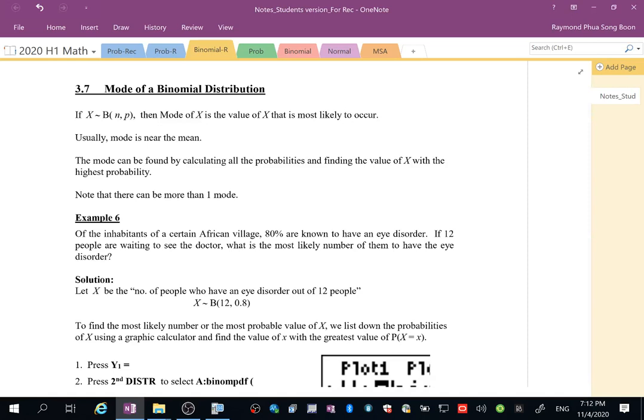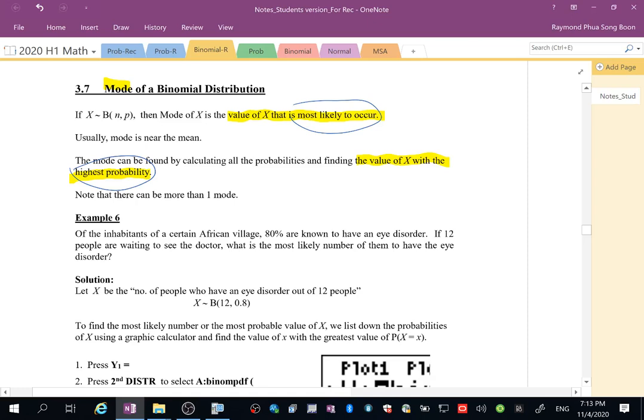So now let's move on to another concept, which is how are we going to find the mode of a binomial distribution. Okay, so if you are told random variable x follows a binomial distribution with parameters n and p, then the mode of x will be the value of x that is most likely to occur. Okay, so what does it mean? It means this particular value of x will have the highest probability compared to all the other probabilities of x, as random variable x takes on different values. So you will have the highest chance of occurrence, most likely to occur. And therefore, this particular value of x is called the mode of a binomial distribution.